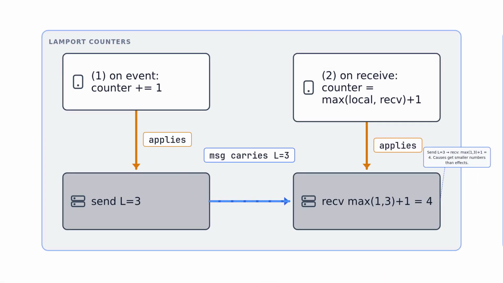Pin a counter to it. Tick up on every event. On receive, jump past the sender's value. That's the Lamport clock. The guarantee: if A happens before B, A's number is smaller. Causes always get lower numbers than effects, a consistent order built with arithmetic.